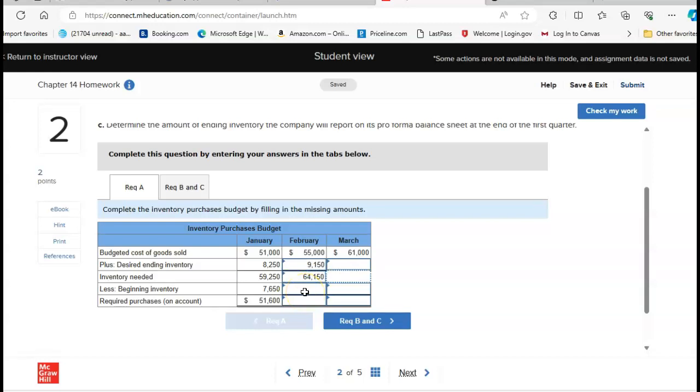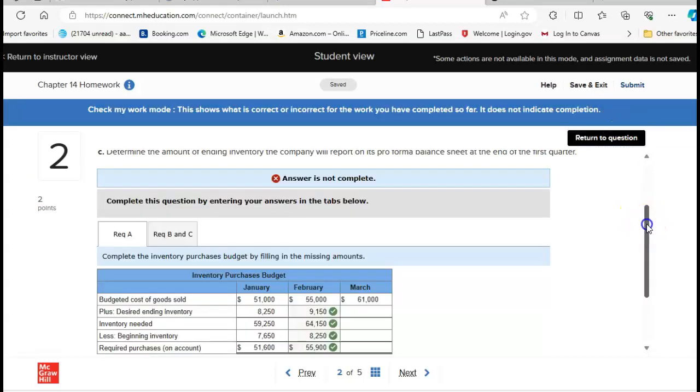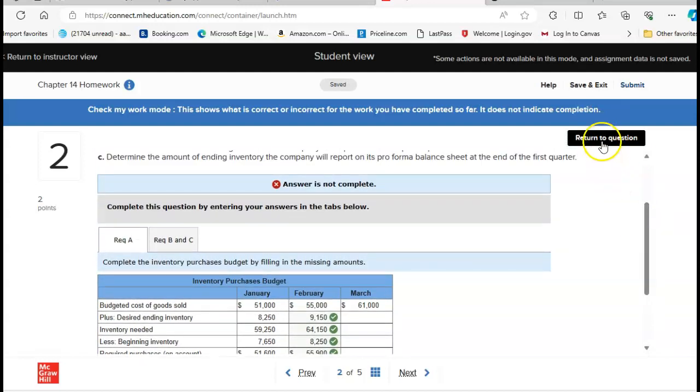Subtract from that your beginning inventory. So the ending inventory from January becomes beginning inventory for February. That amount was 8,250. So subtract the beginning inventory from what was needed. So our purchase required for the month of February will have a total cost of $55,900. So let's check our work for the month of February. See how we did on those numbers. Yay! Those are all correct.